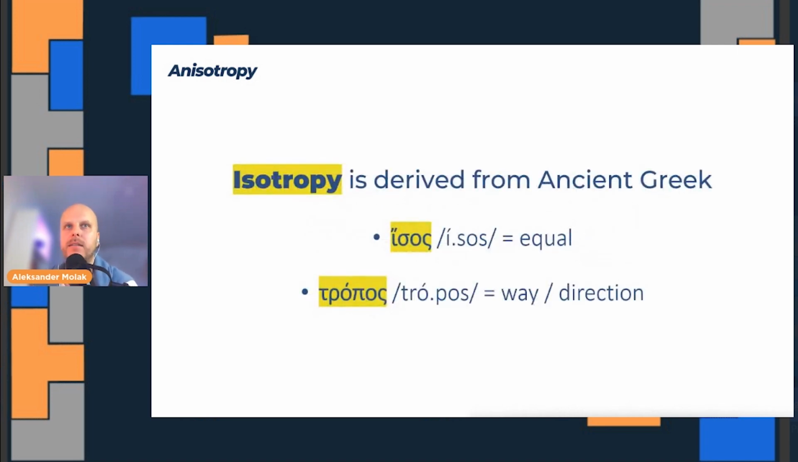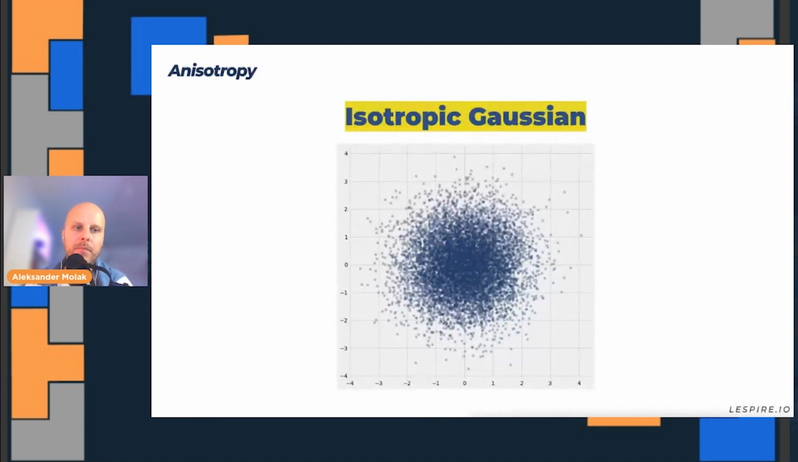Isotropy is a word derived from ancient Greek, from two Greek words, isos and tropos. Isos means equal, and tropos means way, direction. So isotropy means equal in each direction, in a sense. Being a little bit more formal, we could say that it's uniform in every direction. And mapping this intuition to something statistical, we can talk about isotropic Gaussian distribution. An isotropic distribution is a distribution where we go in every direction, in a sense, the same way.